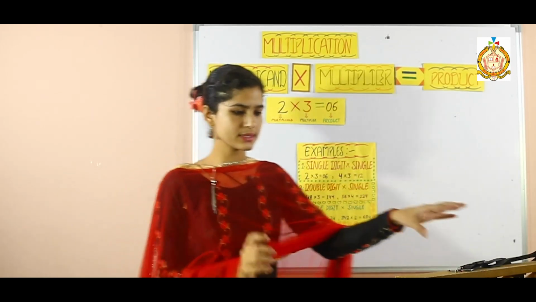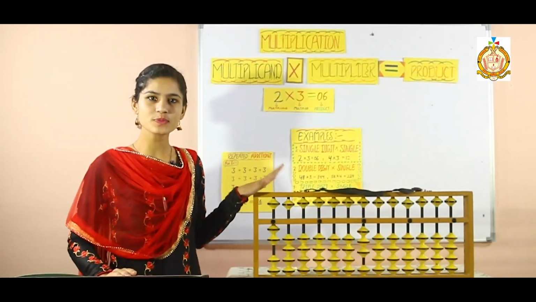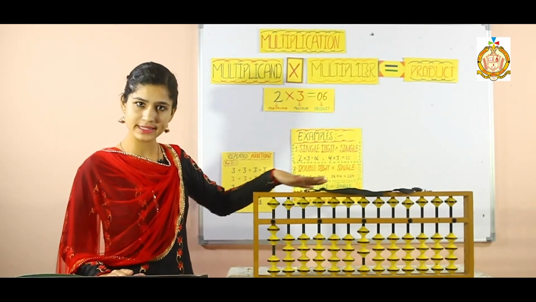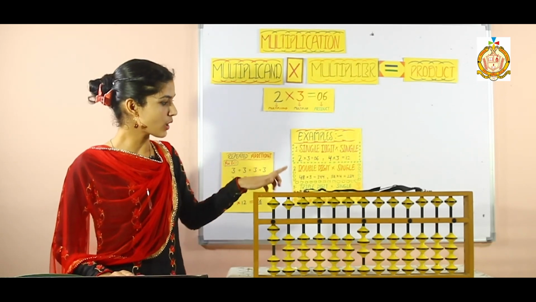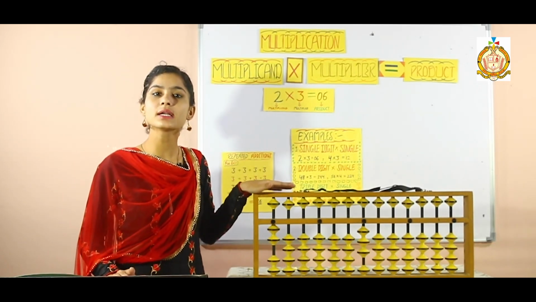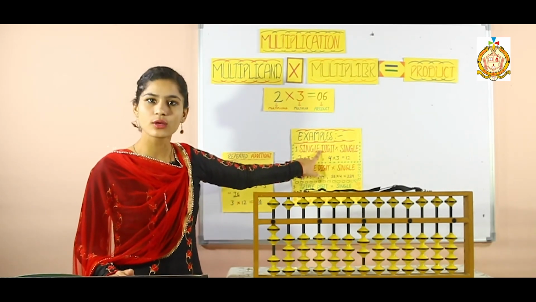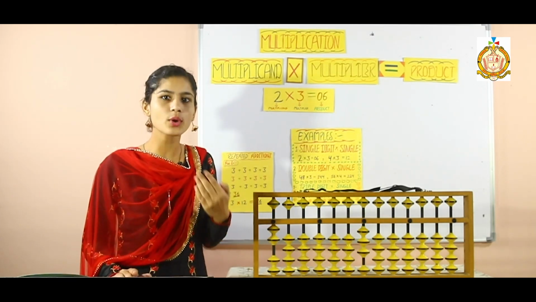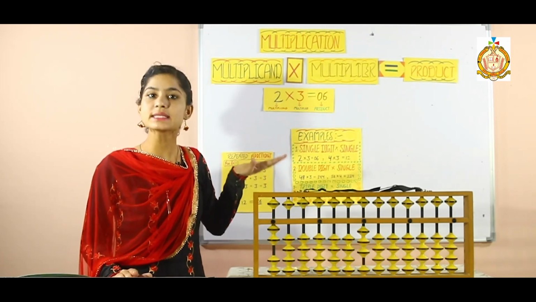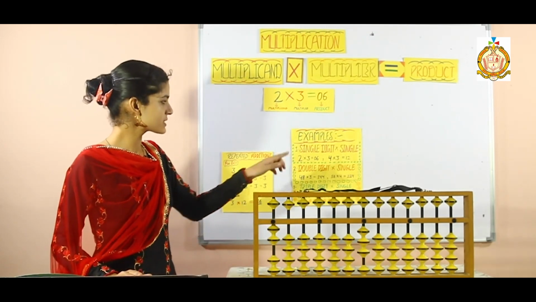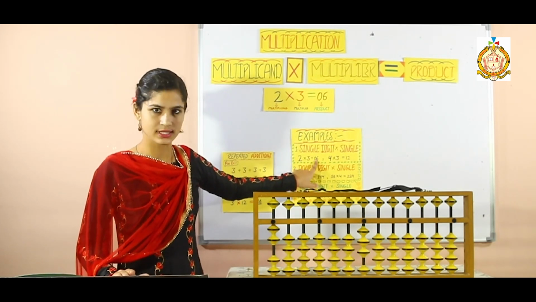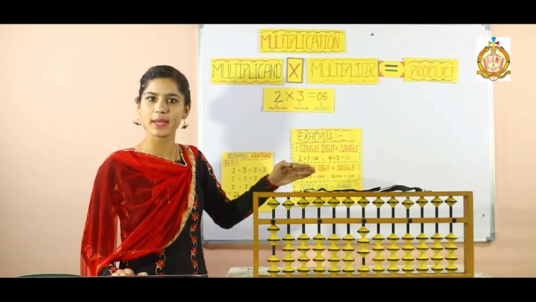Now come to your abacus scale. Now we are going to perform multiplication on the abacus scale. Look here, the abacus scale is here. The first category is single digit into single digit, which we already learned. Now I am going to perform these sums on the abacus scale. The first sum was 2 into 3. That answer is 06, that we know, but we will do it on the abacus now.